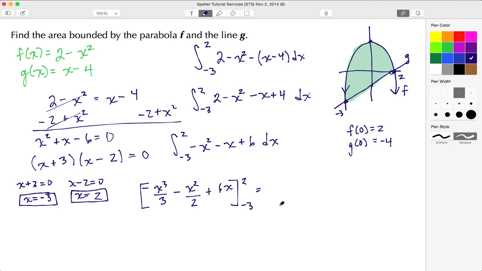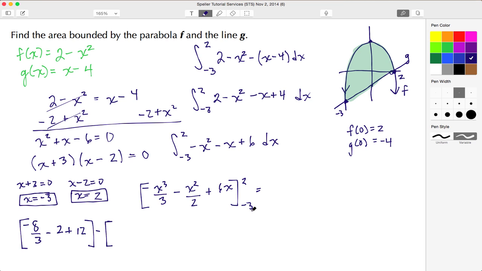I'll go ahead and do the substitutions. We always substitute in the upper bound first. So I have a negative, and then 2 cubed is 8, so this is negative 8 thirds. Let me fix that and do this neatly. A negative 8/3 minus 2 squared is 4, and then 4 divided by 2 is 2, and then 6 times 2 gives me a positive 12. Then I need to subtract off the lower bound.